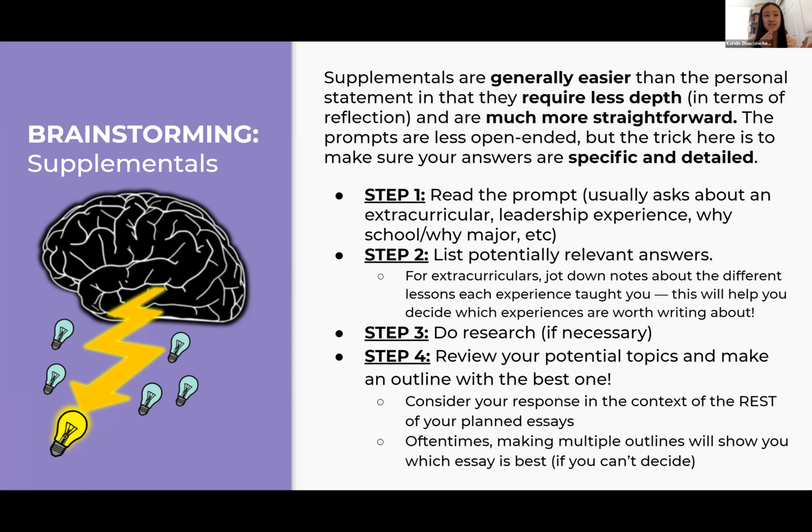And so you want to see your essays as like a holistic package of who you are. And so maybe if you spent a lot of time on one supplement about something really academic that intrigues you, maybe one of the essays can be more lighthearted and fun and showcase your personality a bit more. So that's just something to keep in mind. And yeah, that's all I have to say about brainstorming.